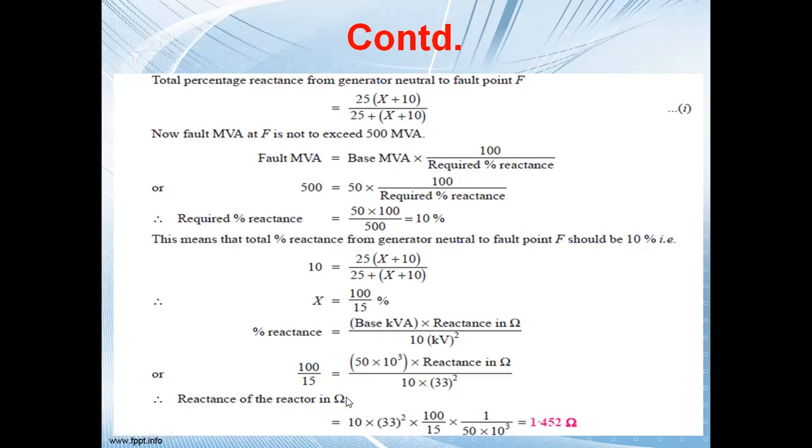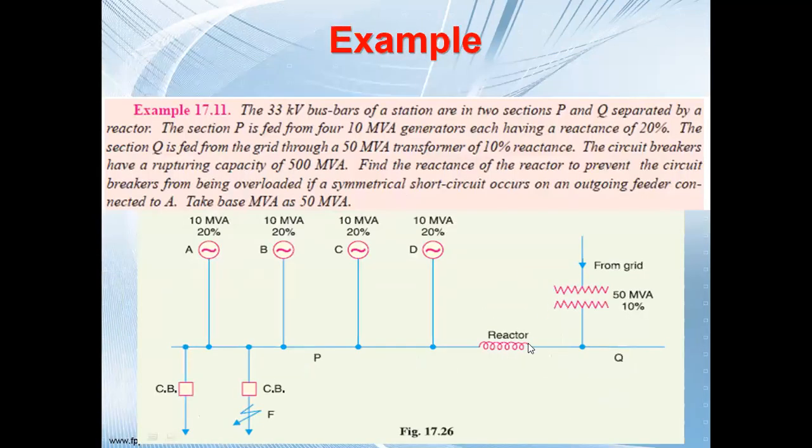So the reactance of the reactor comes to 1.452 ohm. That means we need to connect a reactor of reactance value 1.452 ohm. Then we can limit the fault current of 500 MVA at this terminal of the circuit breaker. This is clear. This problem, any doubt? Anywhere you are facing any difficulty? No, sir. Okay, fine.